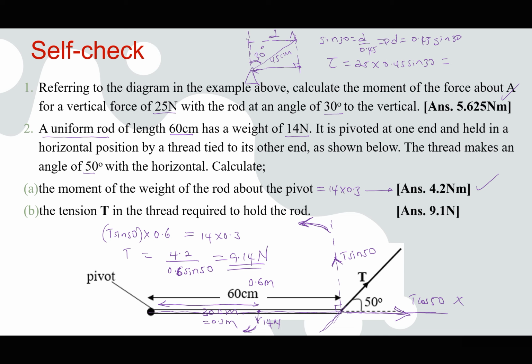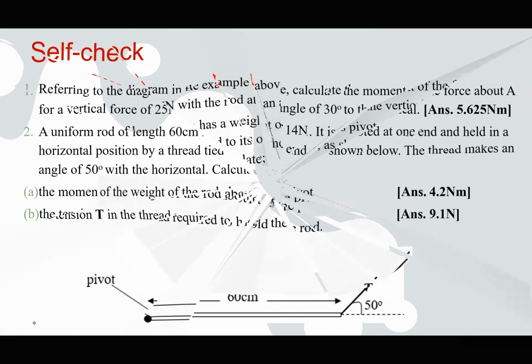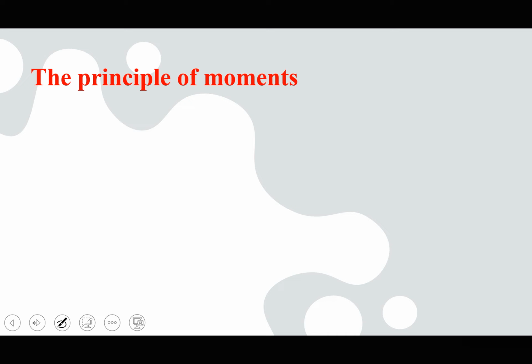Okay. So let's now talk about the principle of moments. You mentioned this principle of moments in IGCSE. We said if the clockwise moment equals the anticlockwise moment, then we can say that the body is in equilibrium. But this is only true if both the clockwise moments and the anticlockwise moments have been taken about the same point. That is in accordance with the principle of moments.